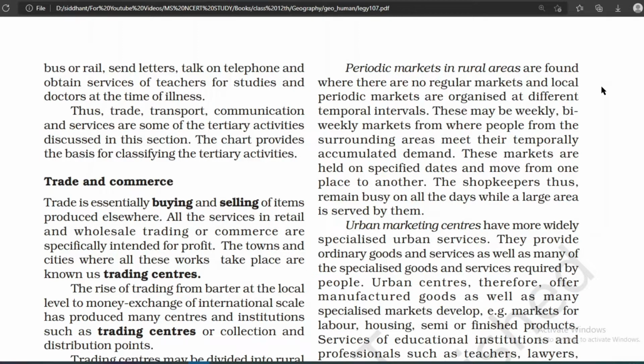Urban marketing centers have more widely specialized urban services. They provide ordinary goods and services as well as many of the specialized goods and services required by people. Urban centers therefore offer manufactured goods as well as many specialized markets developed. For example, markets of labor, housing, semi-finished or finished products.